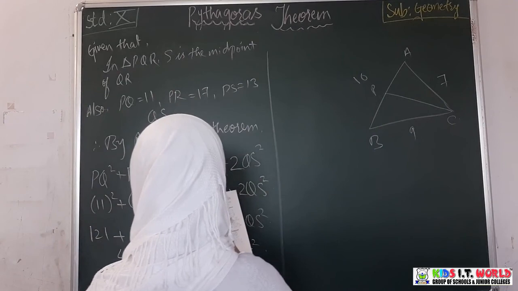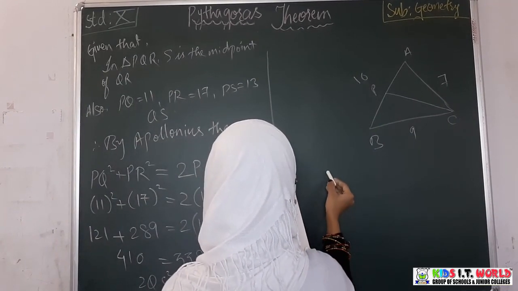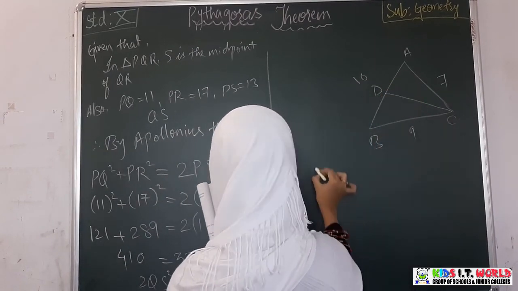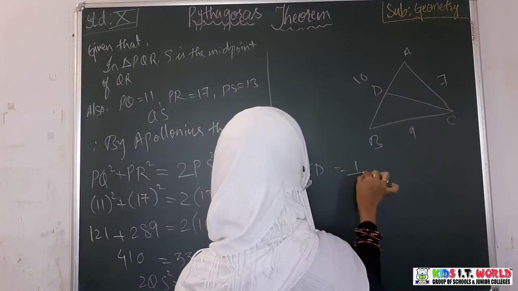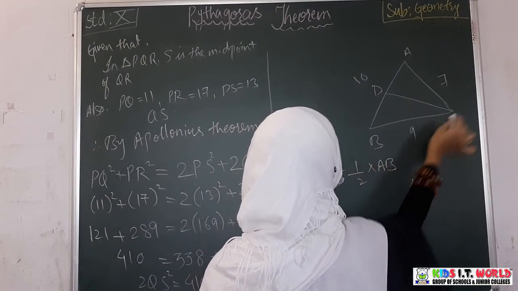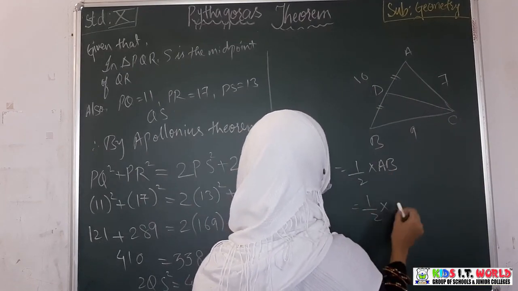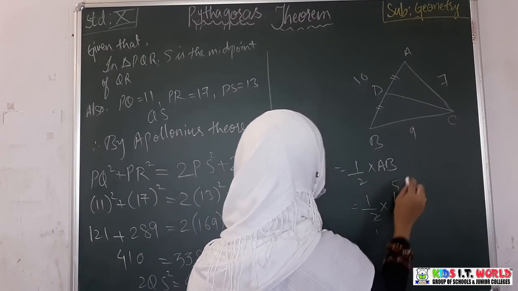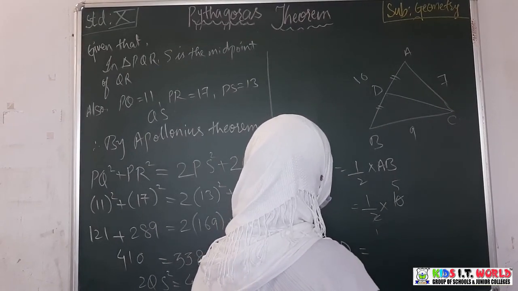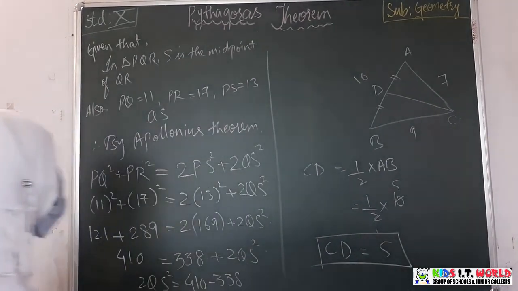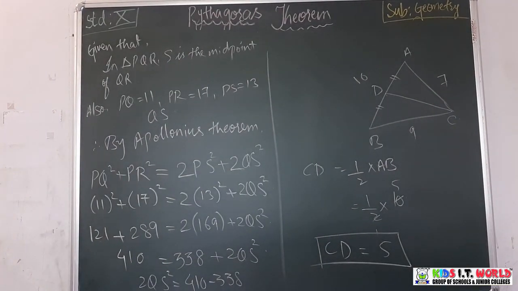Now the median is like this. We name it D. So CD is equal to half of AB. Here the median is drawn, so we take its half, that is we divide AB by 2. What is AB? 10. 10 divided by 2 is 5. So the value of the median drawn from C to AB is 5. With this we have finished our second chapter, that is Pythagoras theorem. Thank you students.